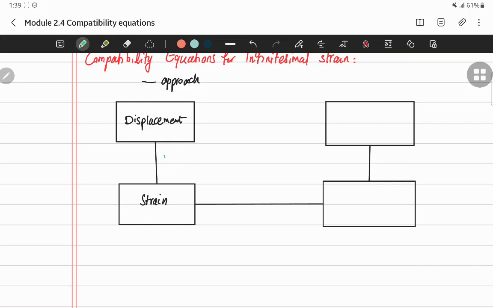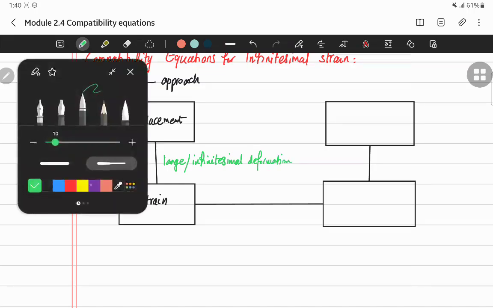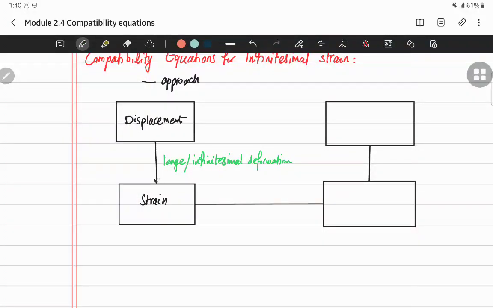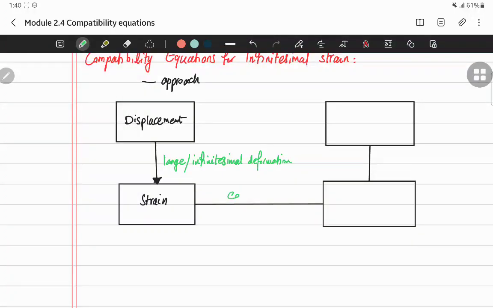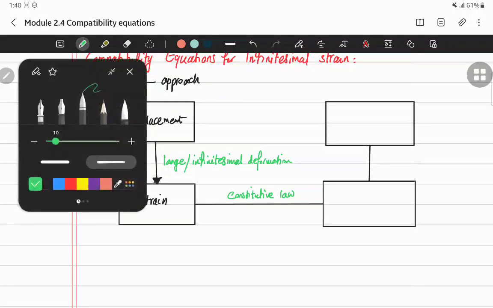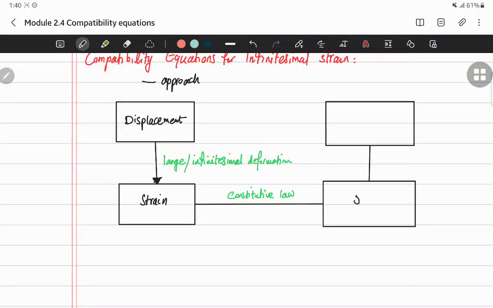But let's write here that we have either large or infinitesimal strain, or maybe deformation is better. I also put an arrow here indicating that we are moving in this direction. So we have these strains, and from the constitutive law, we are able to draw a connection between the strain and stress.